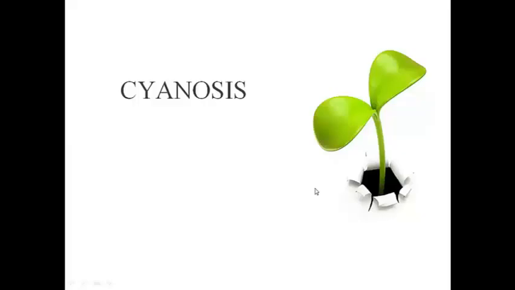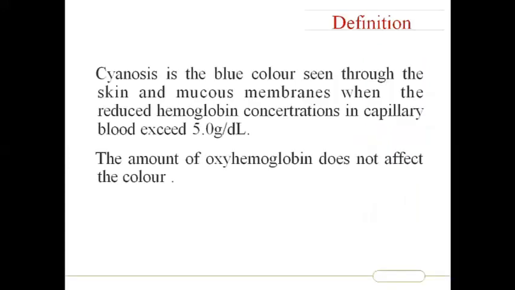Okay, dear students, today we will talk about cyanosis. So first of all, the definition of cyanosis. Cyanosis is a blue color seen through the skin and mucous membrane when the reduced hemoglobin concentration in capillary blood exceeds 5.0 gram per deciliter. The amount of oxyhemoglobin does not affect the color.